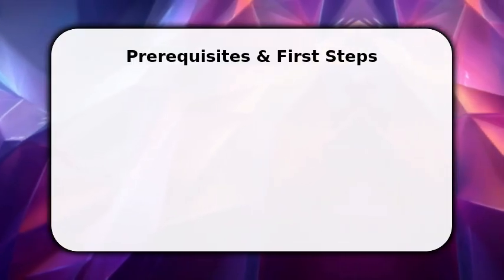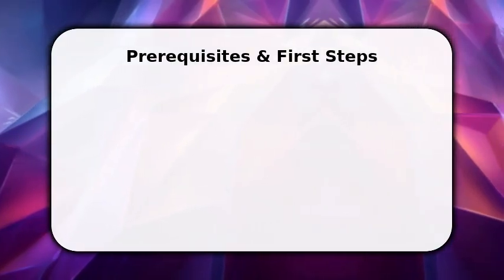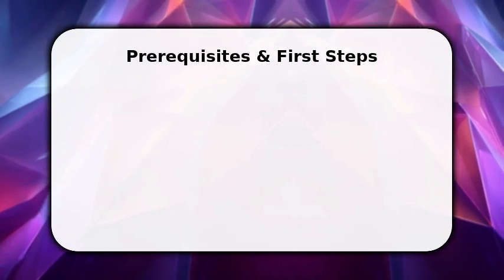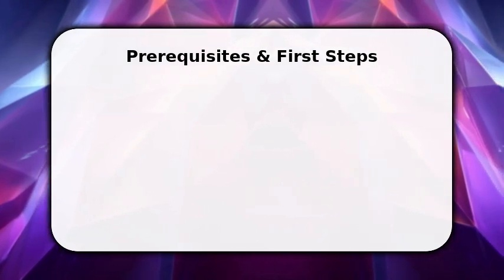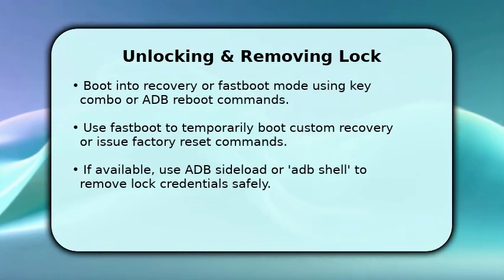Now connect the phone via USB so the computer sees it, and proceed to the recovery or fastboot access step. Next, boot the phone into recovery or fastboot. Use the device-specific key combo or run adb reboot bootloader if ADB responds.